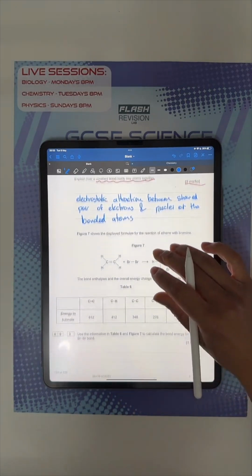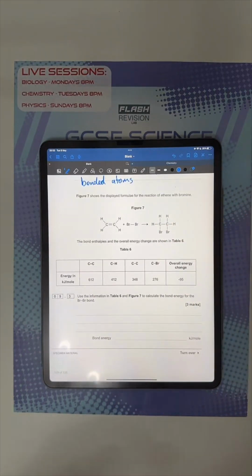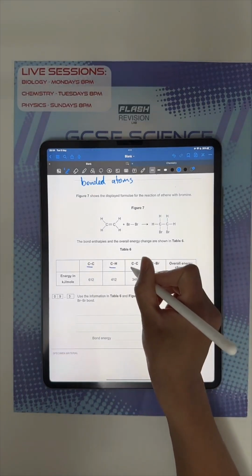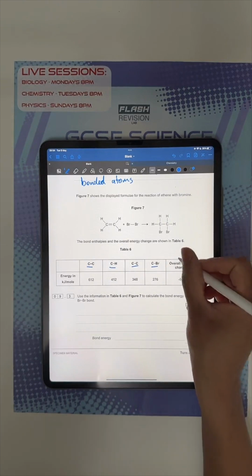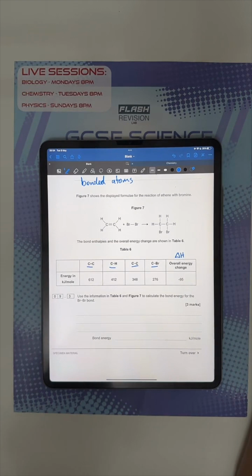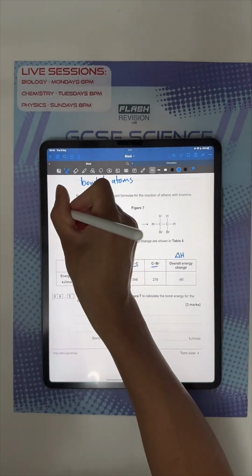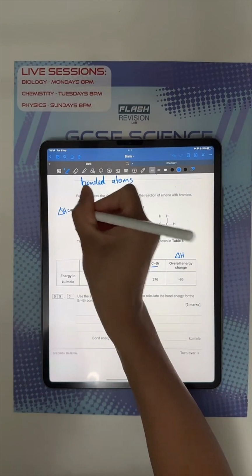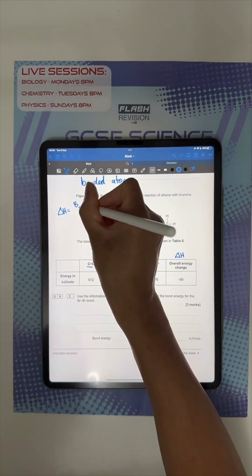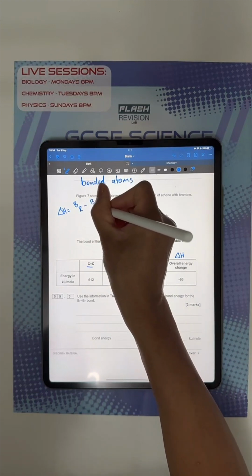Okay. Right, so we've got another calculation here, a bond energy calculation. This one's slightly different because they've given us these bonds, but they've also given us the delta H this time. So something else we need to do. Remember what we said: delta H is equal to bonds of reactants minus bonds of products.